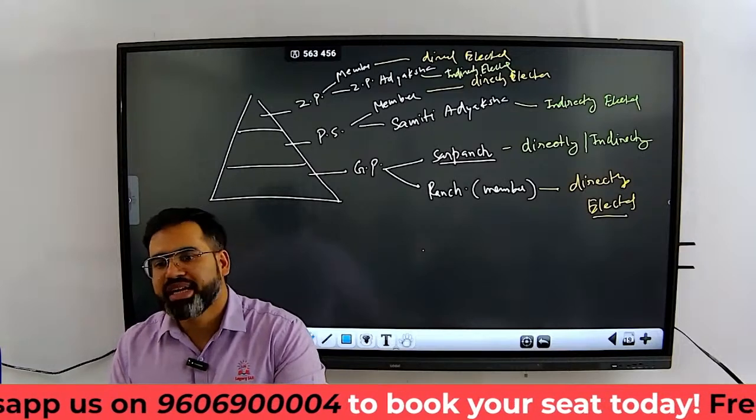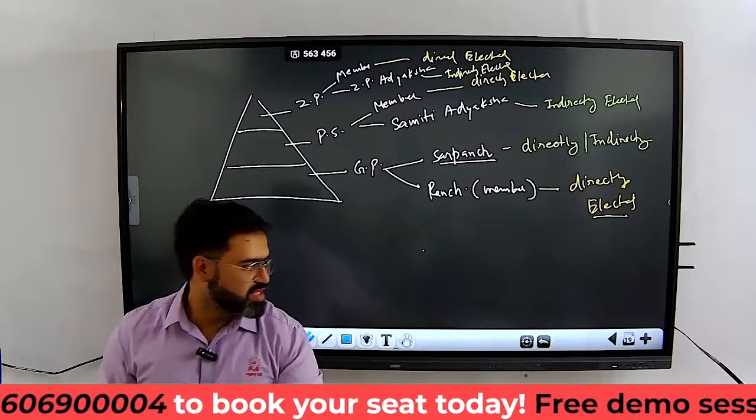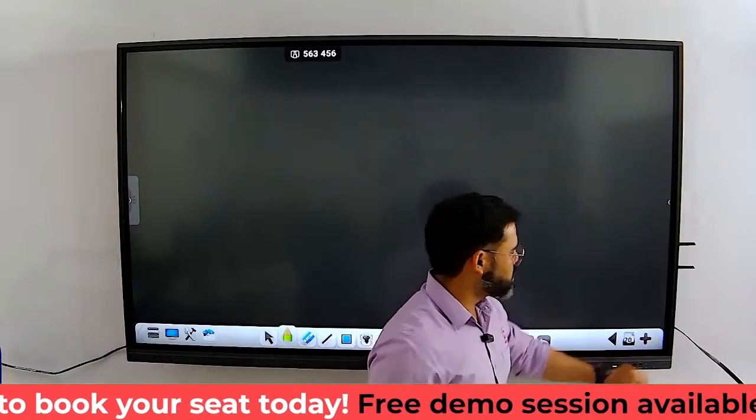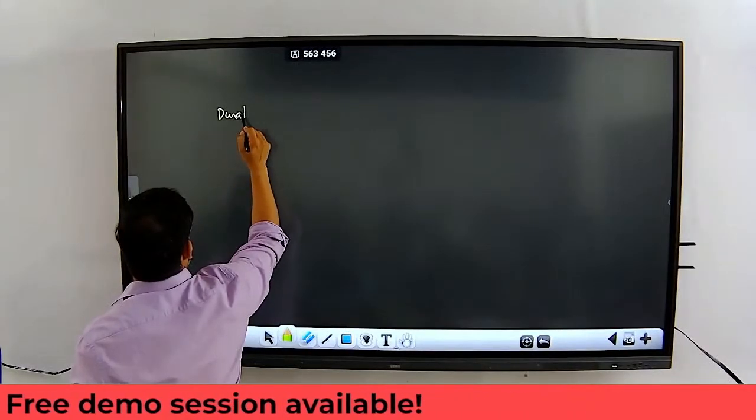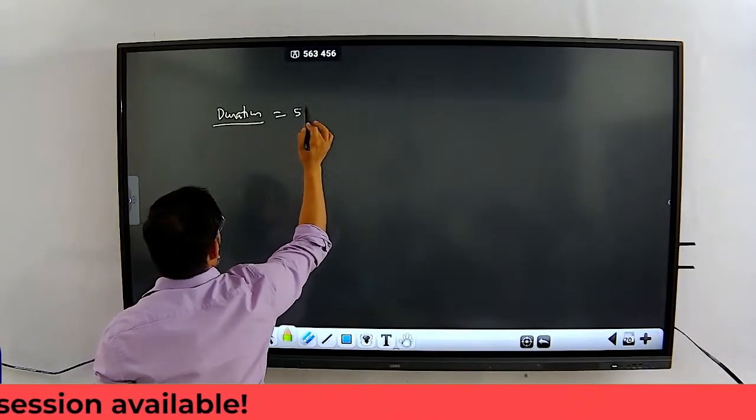Now, what is the duration of panchayat? Five years. So panchayat duration is 5 years. After 5 years, election should be conducted.